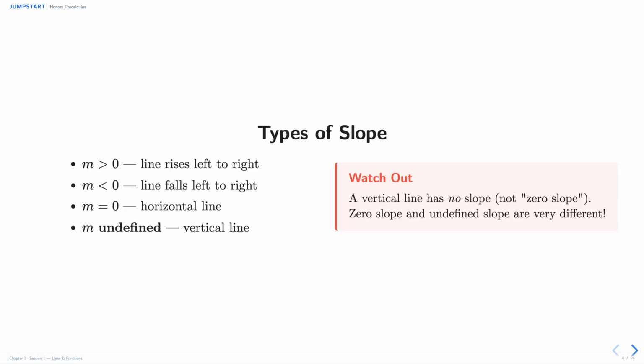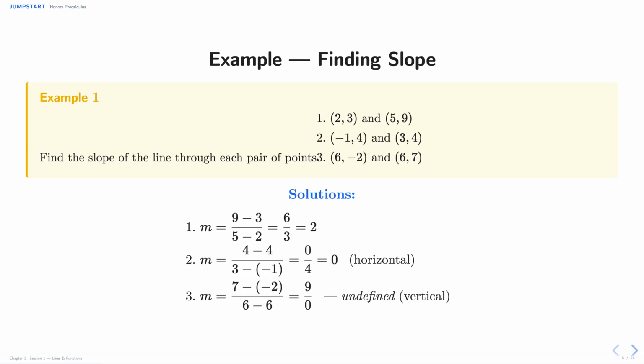There are different types of slope to be aware of. If the slope is greater than 0, the line rises from left to right. If the slope is less than 0, the line falls from left to right. A slope of 0 indicates a horizontal line, while an undefined slope corresponds to a vertical line. It's important to remember that a vertical line has no slope, which is different from having a slope of 0.